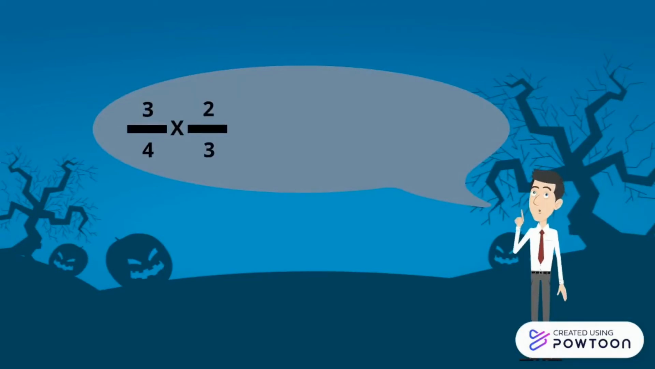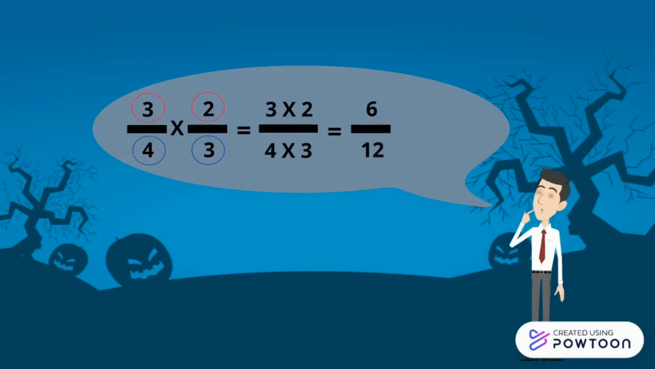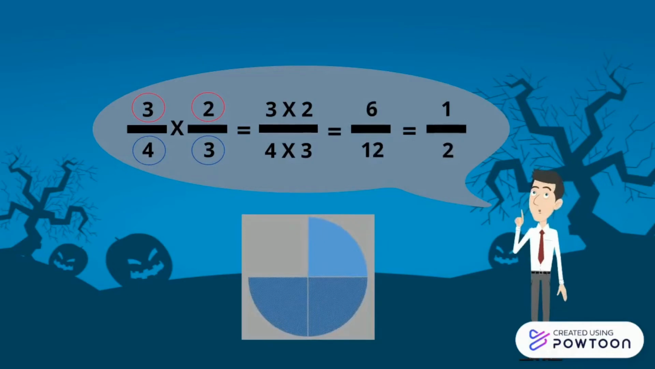To multiply fractions, we have to multiply numerators and denominators. So first, we multiply 3 with 2. Next, we also have to multiply the denominators. So we multiply 4 with 3. And we got 3 times 2 over 4 times 3, which equals 6 over 12. And we can simplify it to 1 over 2. So the amount of cake that mother served is half of a cake.